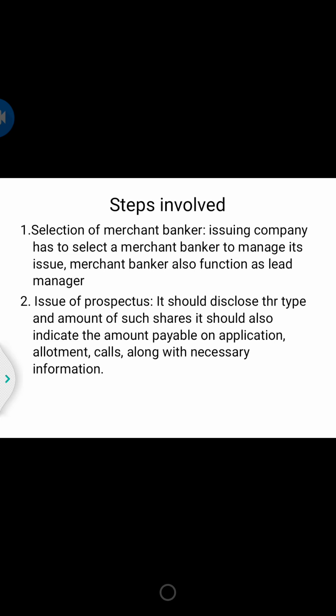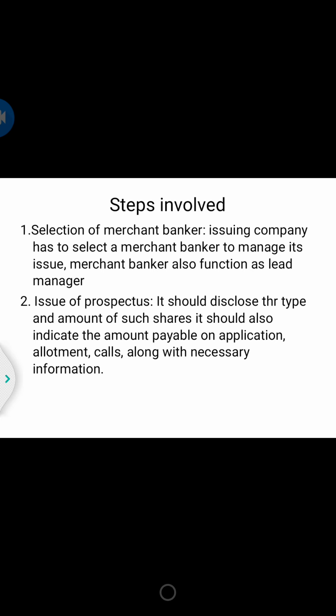As mentioned above, the merchant banker may also be the lead manager of the issue. So why is he a lead manager of the issue? He is going to render various financial services. He is going to lead there. He is going to give various advices to the issuing company and arrange for its issue of shares.